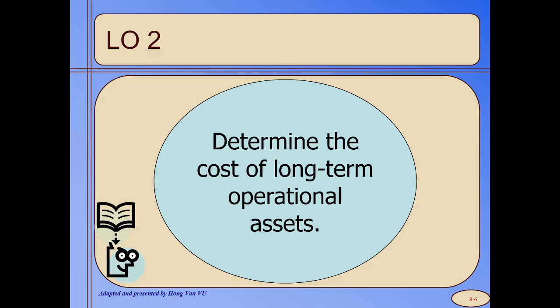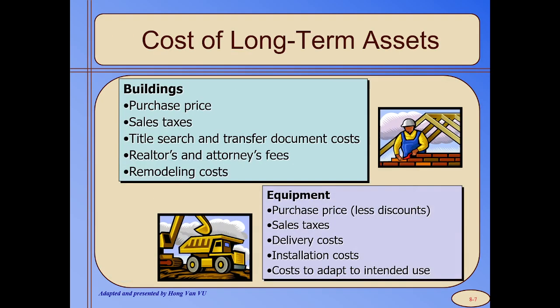So now the second objective is to determine the cost of long-term operational assets. The cost of a building includes not only the purchase price but also the sales taxes that must be paid. The cost includes the cost incurred to secure the title, any real estate agency or attorney's fees prior to purchase, and remodeling costs like construction.